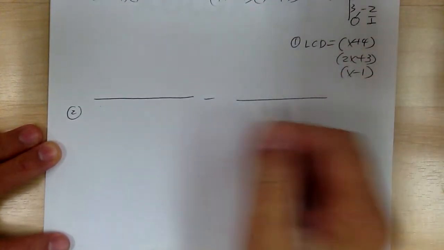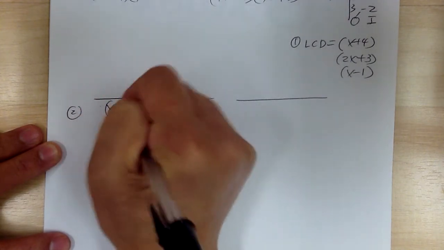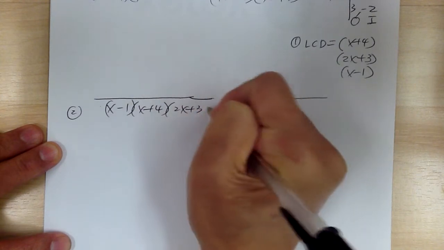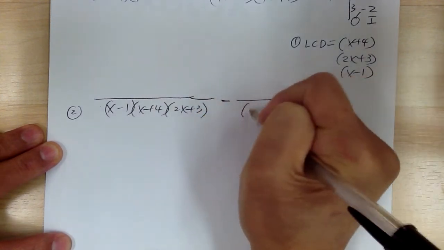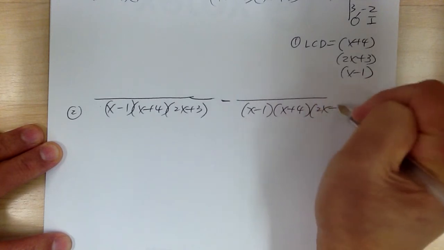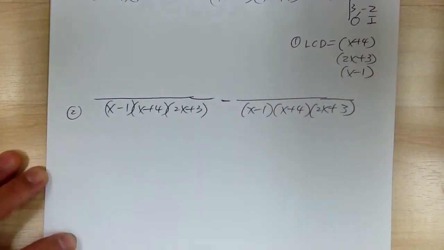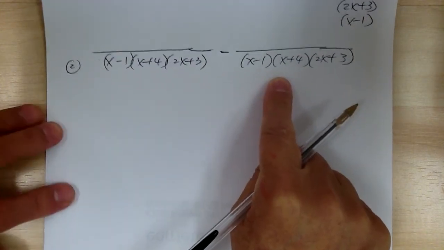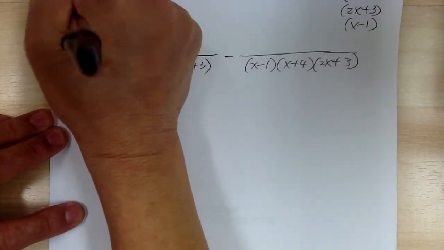And I'm going to put in a better order. I'm going to put x minus 1, x plus 4, 2x plus 3. Again, it doesn't matter what order you put in. Whatever you prefer. Okay, so that's my step 2, right? Remember to do your step 2, or else you're going to get confused. So let's go and do step 3.